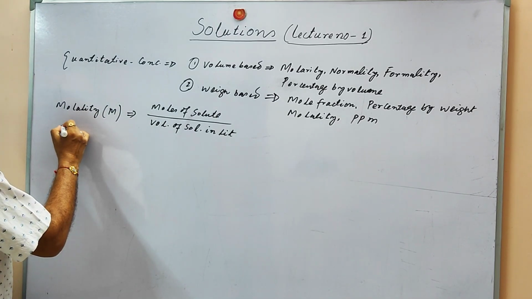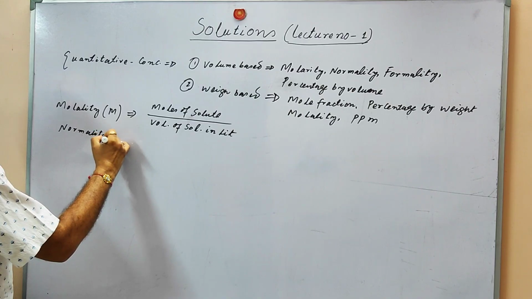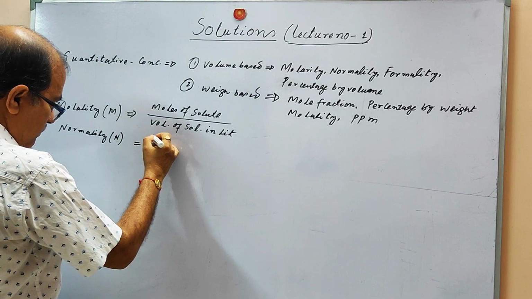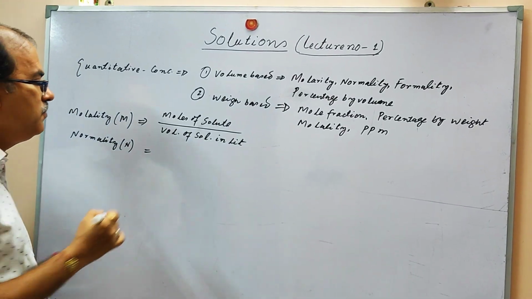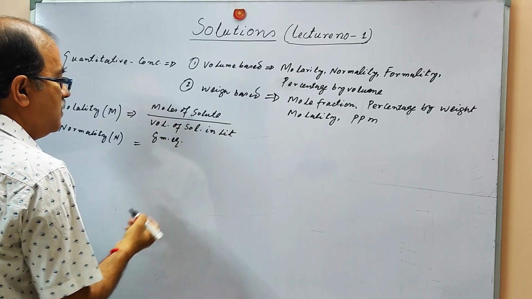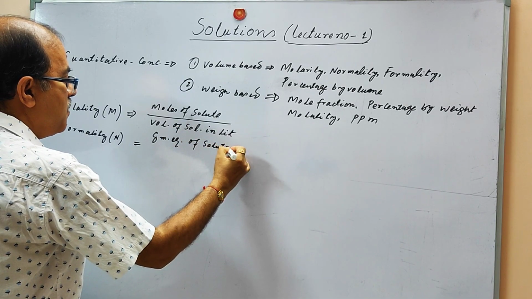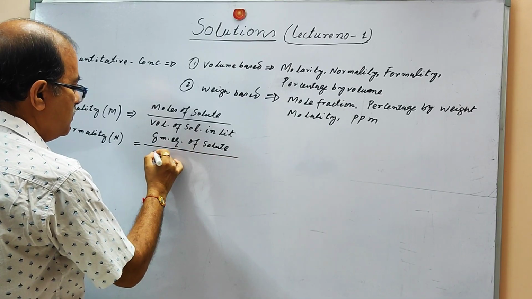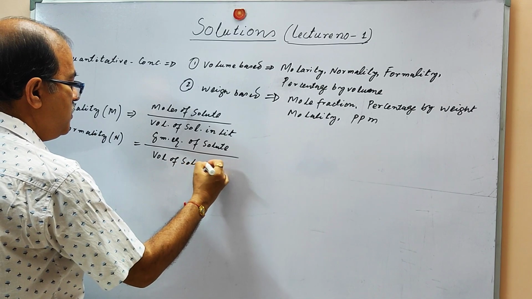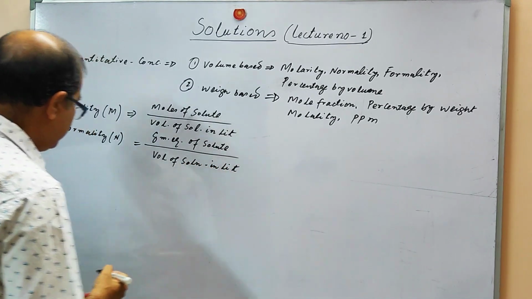Then next is normality. Normality is represented by capital N, and it is the gram equivalent, a new term. The number of gram equivalents of the solute divided by volume of solution in liter. This is called the normality.